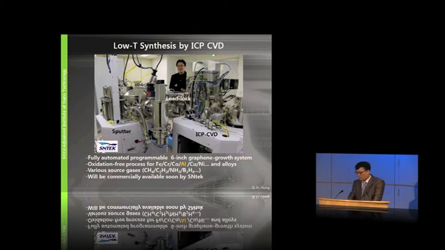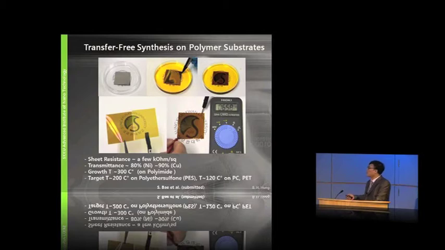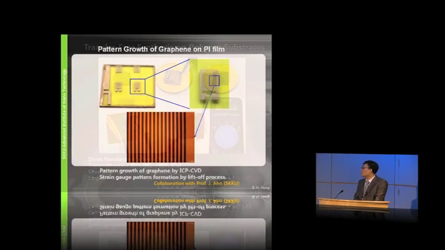Recently, we have synthesized graphene on a polymer substrate. After depositing nickel layers on top of PI, polyimide, we grow graphene at 300 Celsius. Then if we etch away this nickel layer, it is actually transfer-free. Only the nickel layers are dissolved in this etching solution. Although the property of graphene is not so good, we can get very uniform films at this low temperature growth.